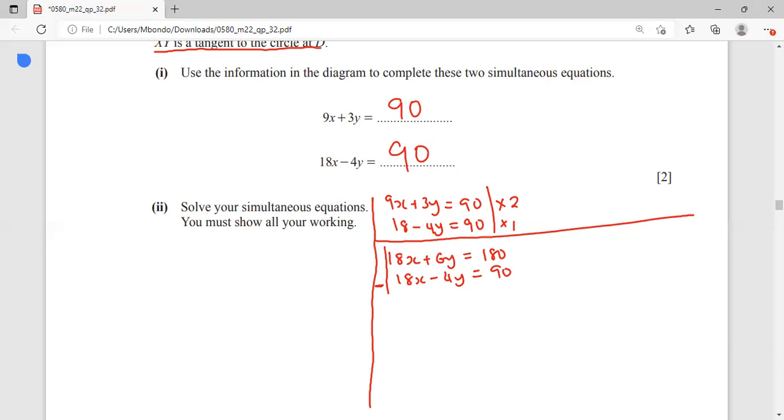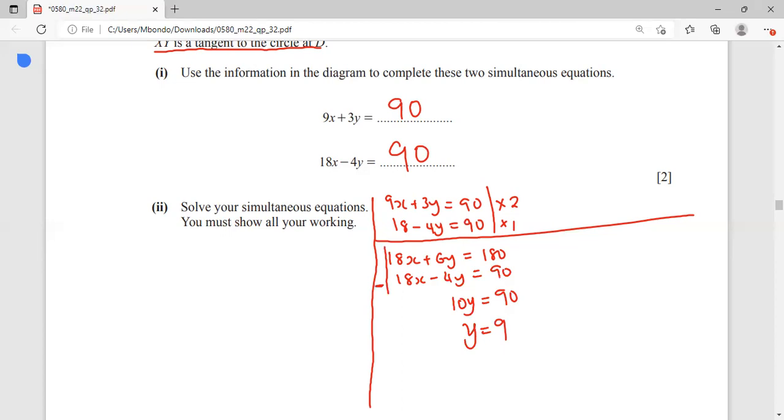So when you subtract, what do you get? You will discover that this is going to be 18x minus 18x, we get 0. Then at this point, we're going to have 6y minus 4y. So this is going to give us 10y is equal to 90 here. All right. Therefore, y is going to give us what? 9. So the value of y is 9.